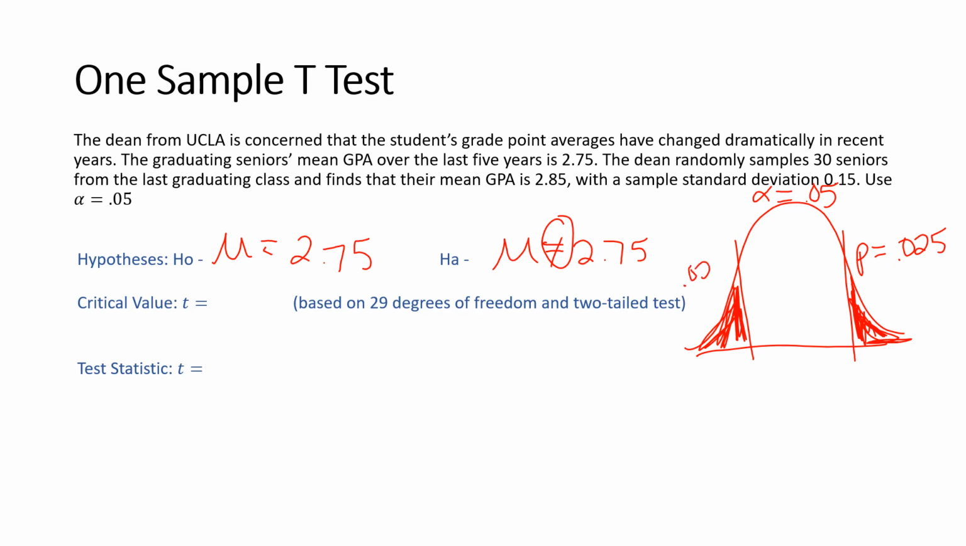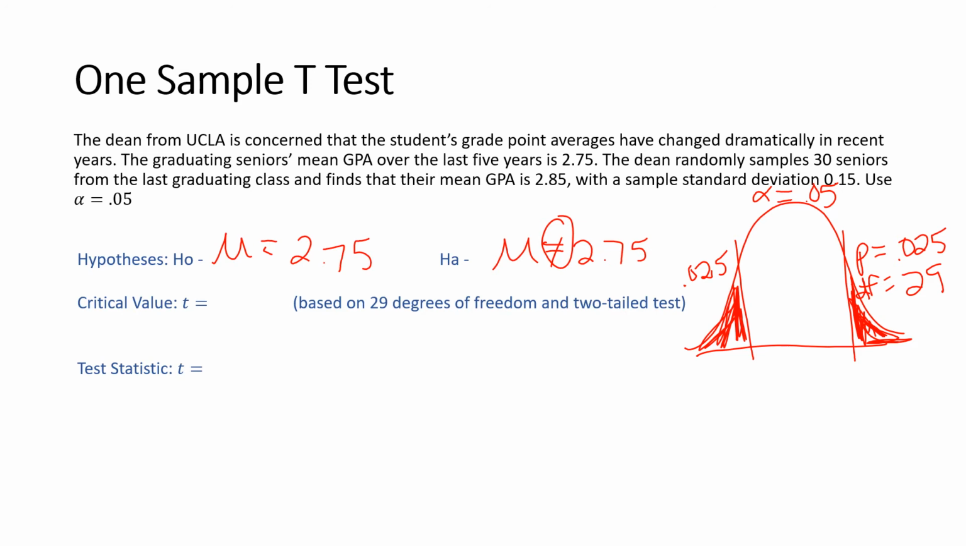each side. Now I need to look up where this cutoff is on my t-chart, and I know that that's based on my sample size. I need my degrees of freedom here. Since we sampled 30 seniors, 30 minus 1 gives me 29 degrees of freedom. So I'm going to go look this up on my chart. I'm looking at 29 degrees of freedom and a tail probability of 0.025.